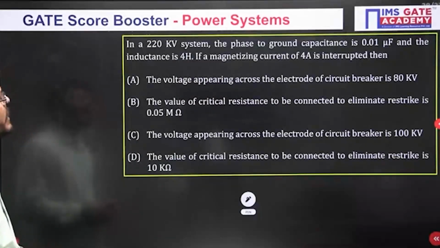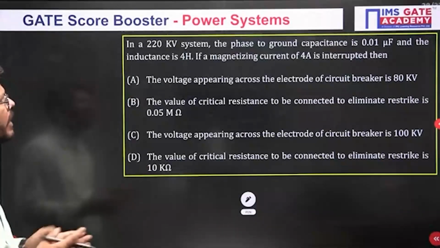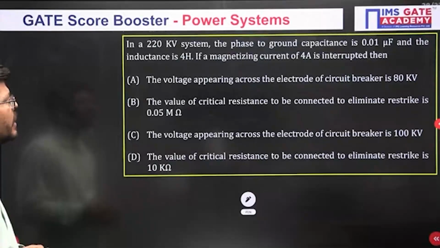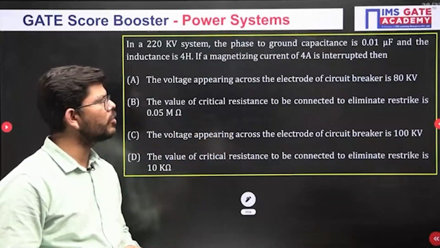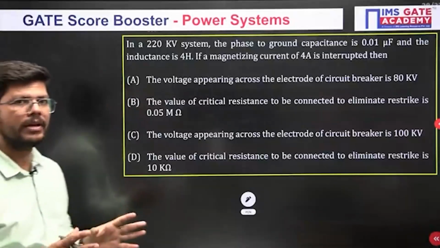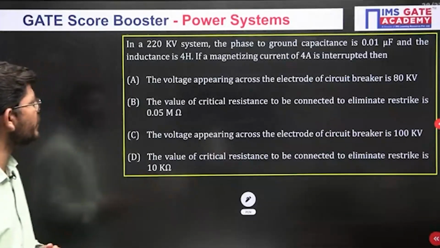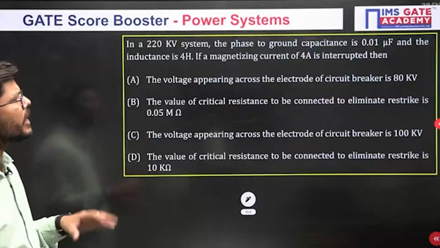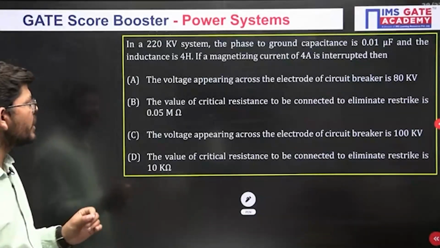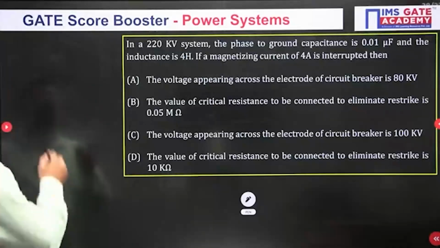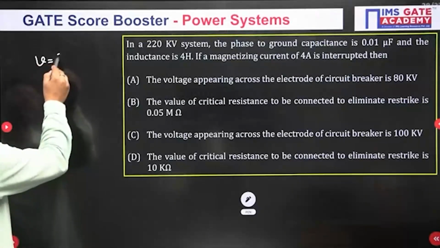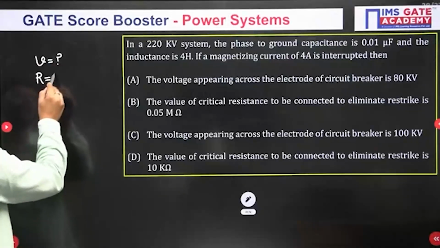In a 220 kV system, the phase to ground capacitance is 0.01 microfarad and the inductance is 4 Henry. If a magnetizing current of 4 ampere is interrupted, then what will be the voltage appearing across the electrode of the circuit breaker? And the value of critical resistance to be connected to eliminate restrike will be what? So you have to find out the voltage appearing across the breaker contact and the value of resistance to be connected.